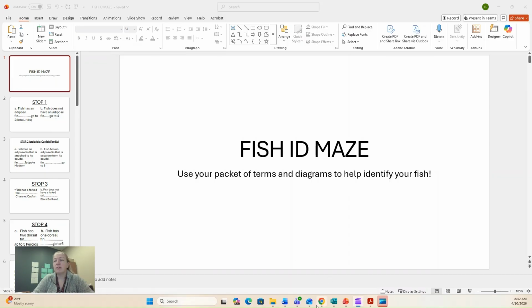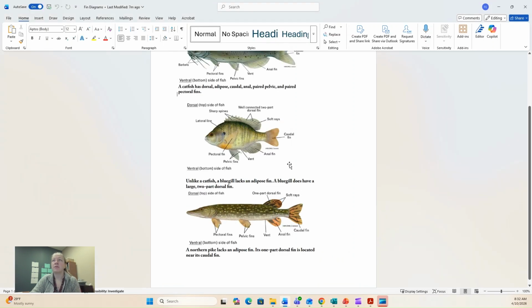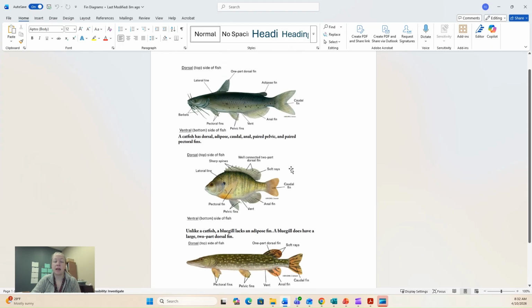In order for students to use a dichotomous key, they need to understand a bit of vocabulary. So I did provide students with a couple of resources to look at. This is an example of one of those. When we look at my dichotomous key, the first question that it's going to ask is about adipose fin. So I could look at my resource sheet here and see an adipose fin is this small fleshy fin that's located towards the caudal fin.